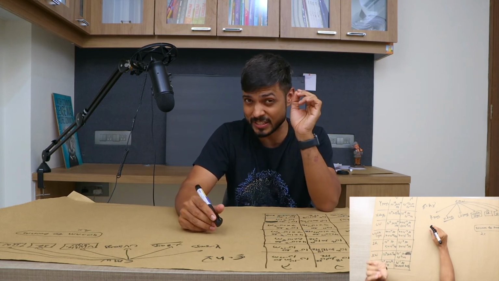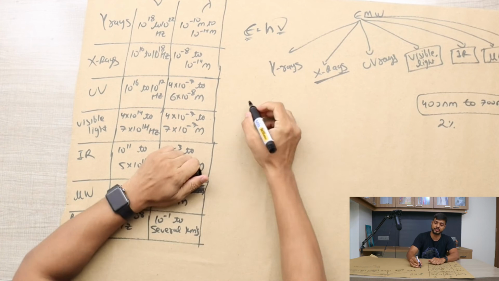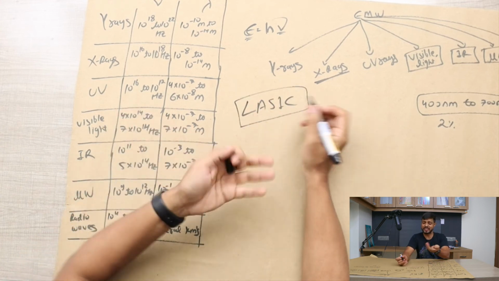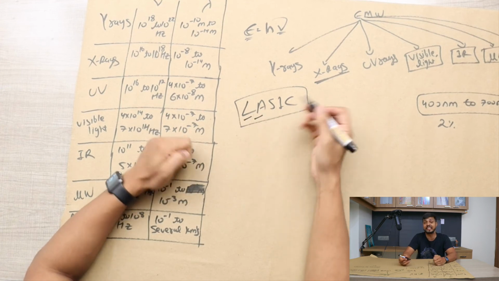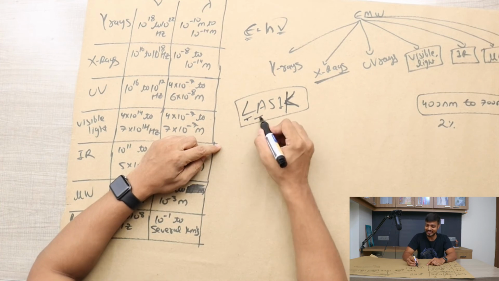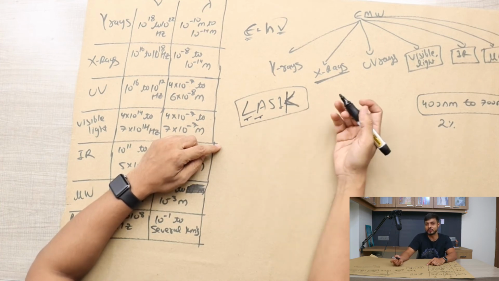The wavelength over here is very small, so it can be focused and used for performing a very precise surgery known as LASIK eye surgery, right? LASIK actually stands for laser assisted in situ keratomileusis.